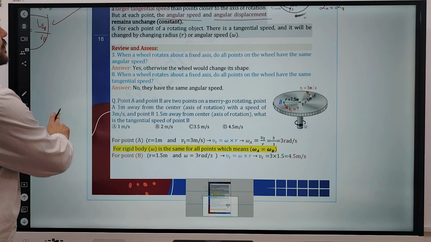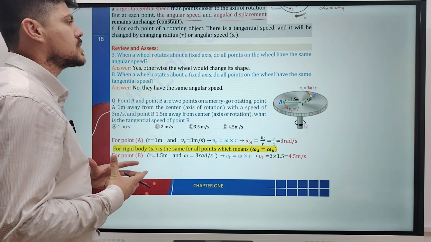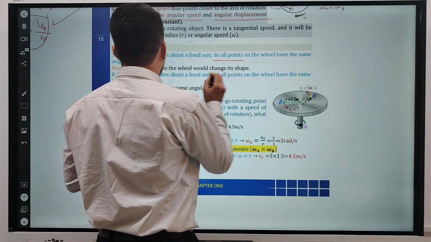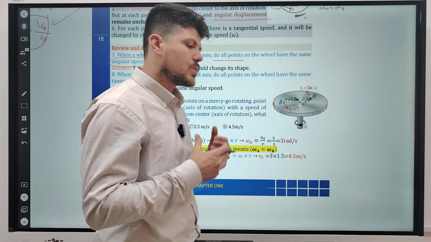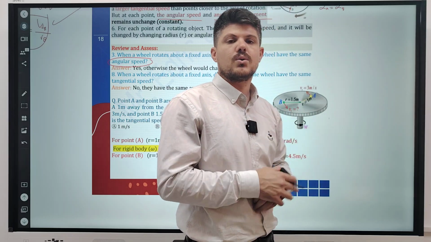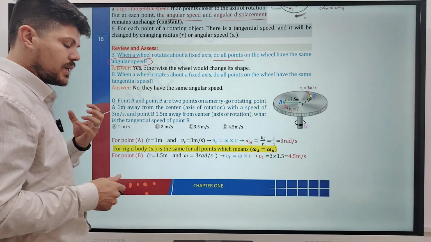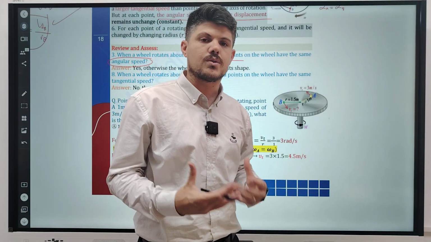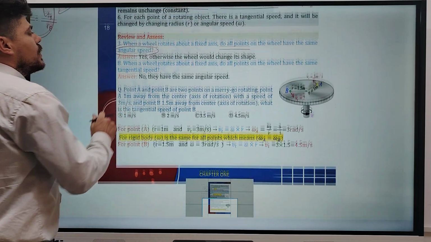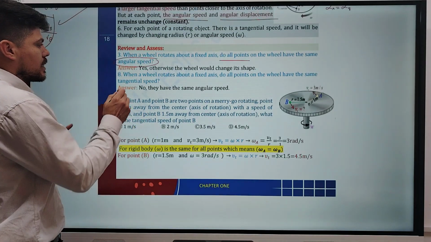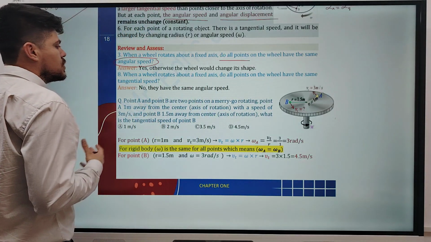Look at question 3. When a wheel rotates about a fixed axis, do all points on the wheel have the same angular speed? Yes. All points on the rotating object have the same angular speed. Otherwise, the wheel would change its shape. In the case when the angular speed is not the same for every point, the shape of the object will be changed. So when a wheel rotates about a fixed axis, do all points on the wheel have the same tangential speed?